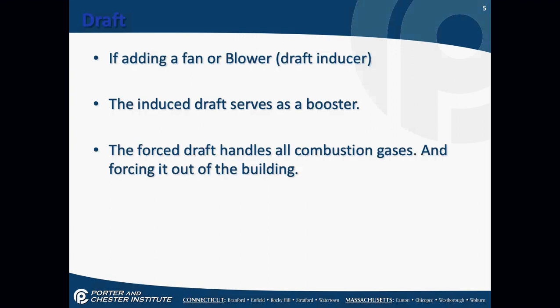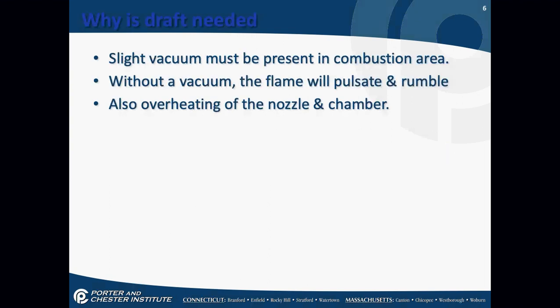If adding a fan or blower, we can call it a draft inducer. I can add a fan or a blower to my furnace exhaust, and I can use a draft inducer. The induced draft serves as a booster. It doesn't replace the natural draft. It just helps it along. This forced draft handles all combustion gases, and it tries to force it out of the building. It's a Band-Aid. You shouldn't need it.